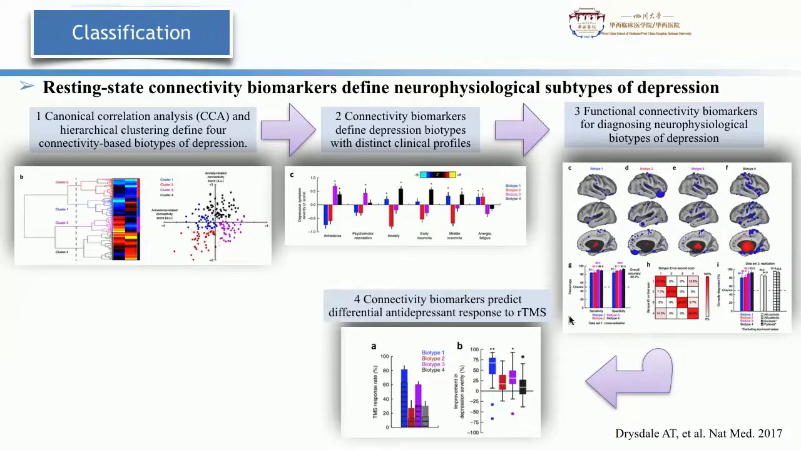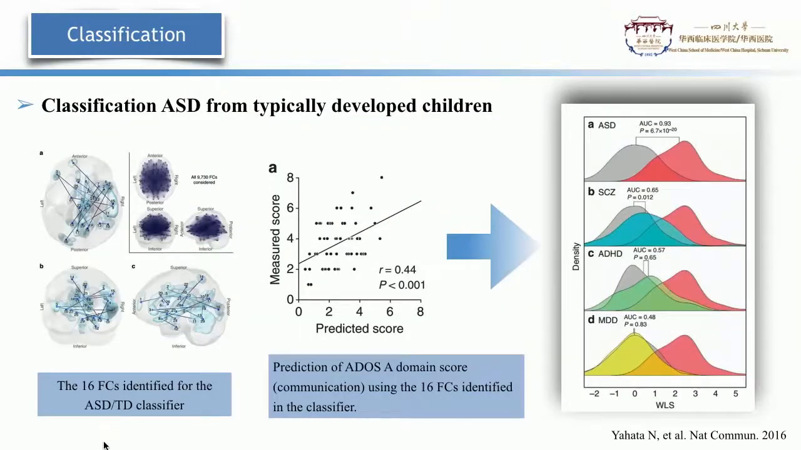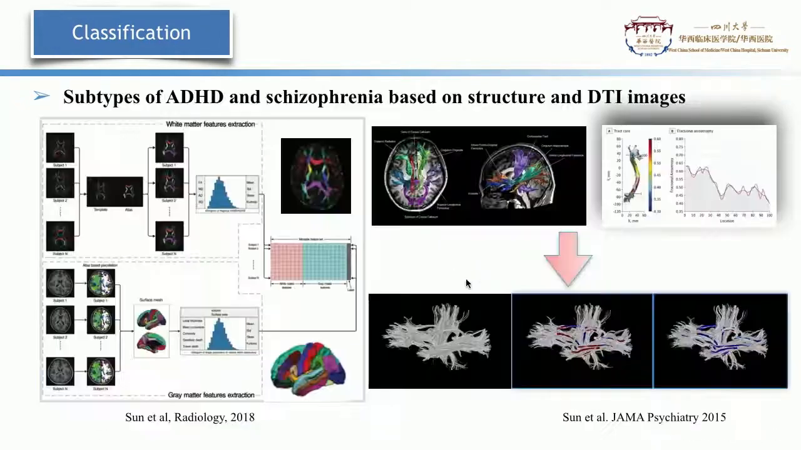And finally, the most important two things is that first, they find that the connectivity biomarkers can predict differential antidepressant response to TMS, transcranial magnetic stimulation, which is a very popular treatment for depression now. And then they find that this can also transcend the diagnosis boundaries. That means between the diagnosis of different mental disorders. So there's another one using the functional connectivity to do something about the classification of ASD, and I'm not going to talk more about here.